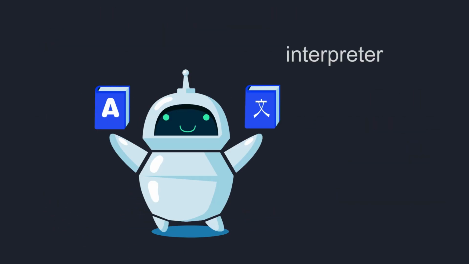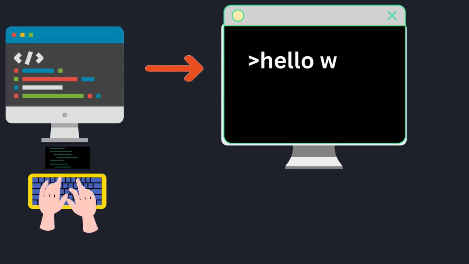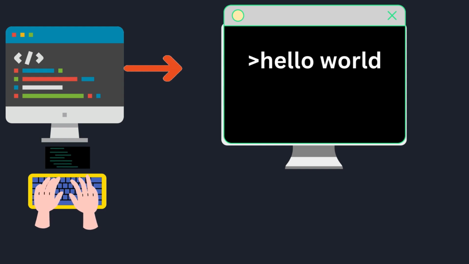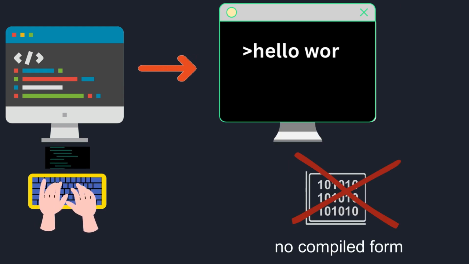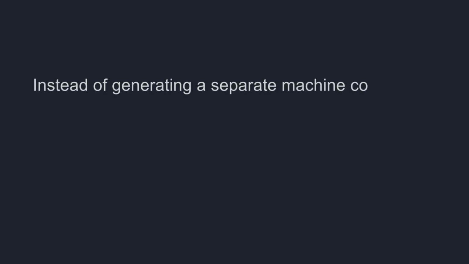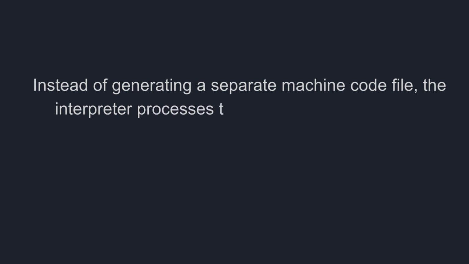An interpreter, on the other hand, is a specialized software program that directly executes source code written in a programming language without the need for an intermediate compiled form. Instead of generating a separate machine code file, the interpreter processes the source code line by line, translating and executing each instruction in real time.